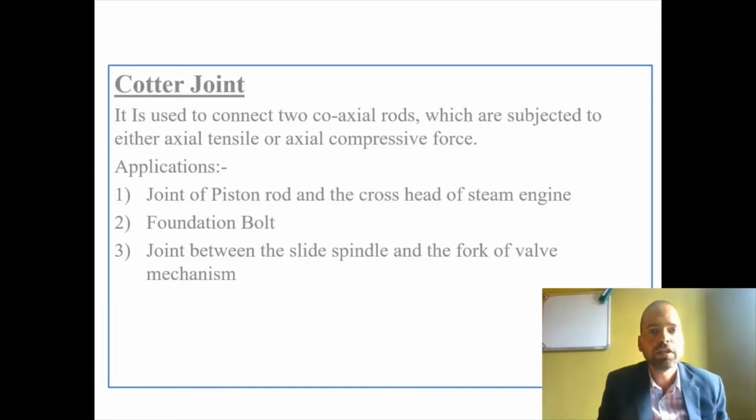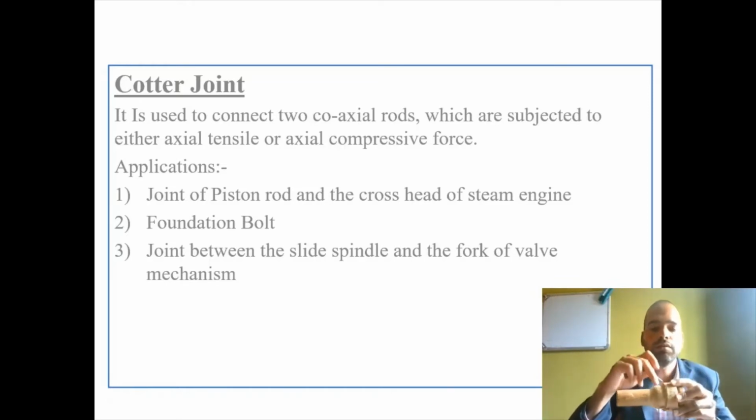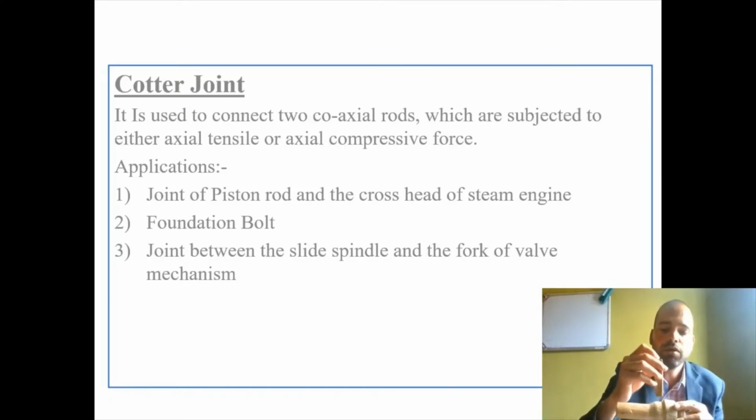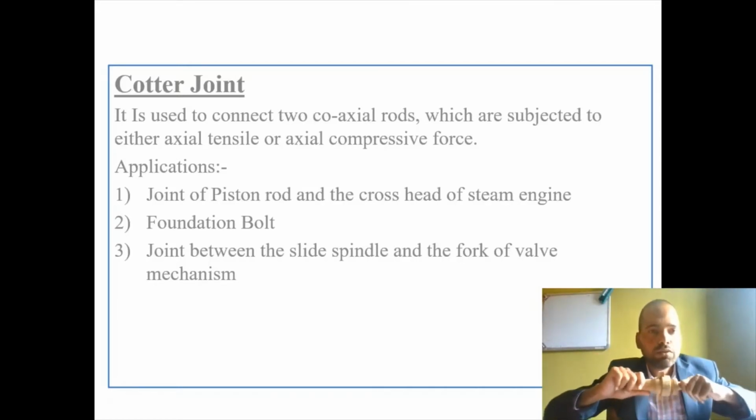which is used for connecting two coaxial rods which are subjected to either axial tensile or axial compressive forces. Now, if you see, this is the model of the quarter joint, which has the two coaxial rods, right, which are connected with the help of a quarter joint, which is inserted between the slots which are available on the two rods, right. It is held with each other with the help of this quarter joint, and it is subjected to tensile load.